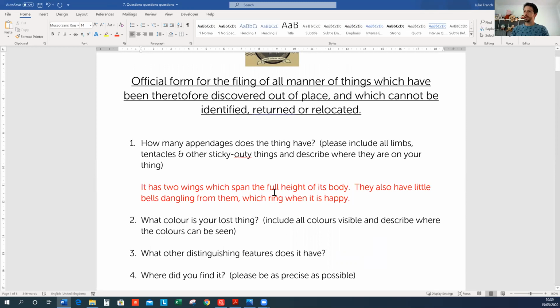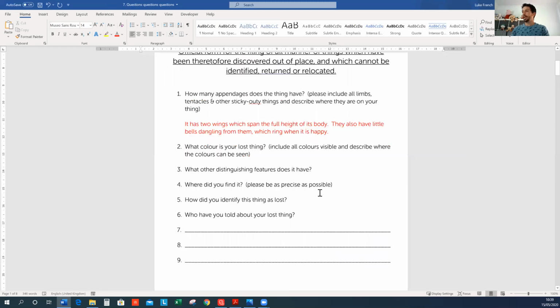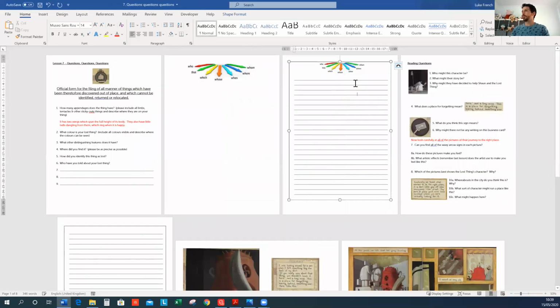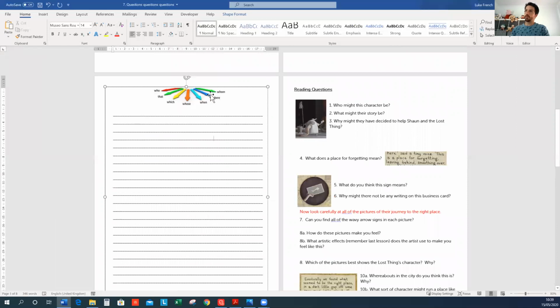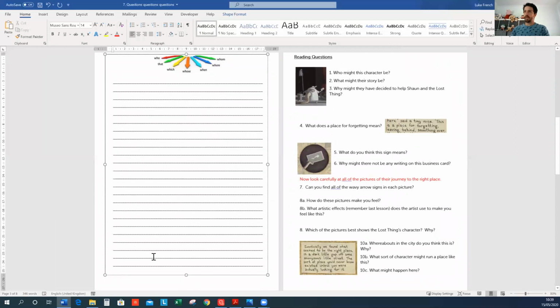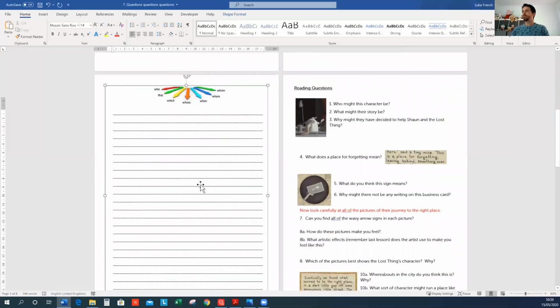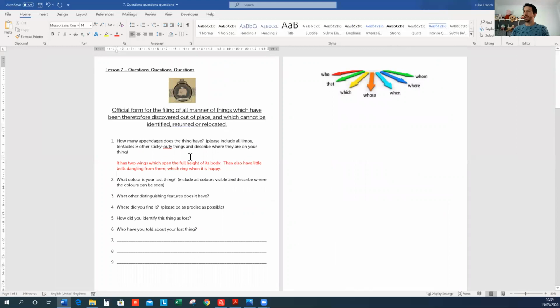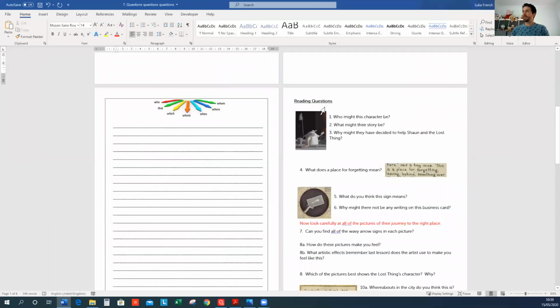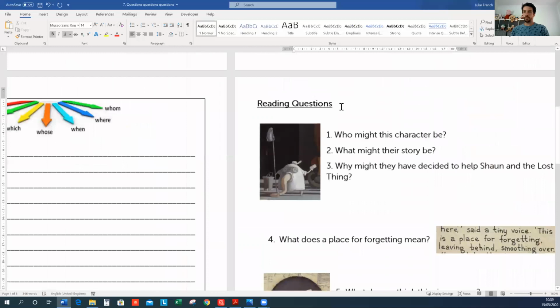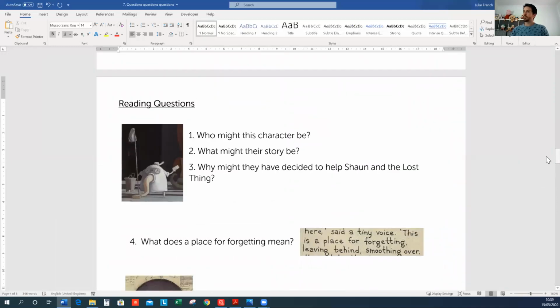If you're using a computer, you can just type in your answers like I've done. If you're using pen and paper, then I've given you a whole page here that you can print off with your little reminder sentences, relative pronouns at the top, and you can just write into this lined paper here. So that's part 1. So answer all 6 questions, then write your own, and then answer 7, 8 and 9. Now, part 2 of today is reading questions, and it's to do with the next part of the story. So I'm going to read that now for you.